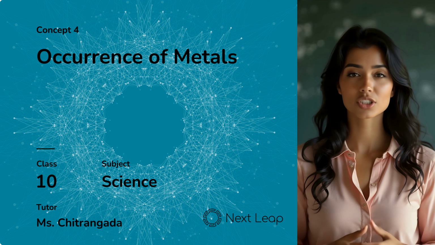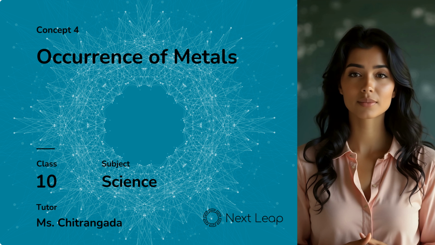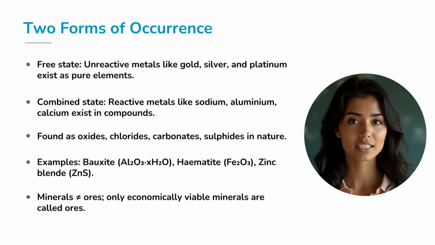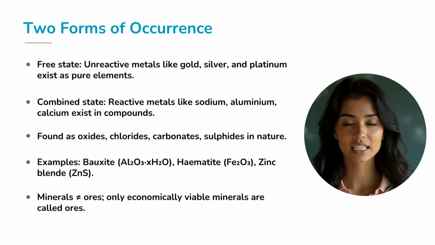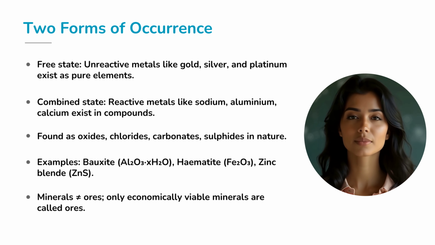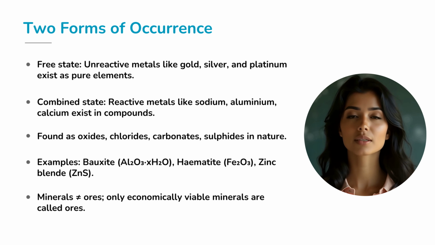When a mineral is rich enough in metal to be used commercially, we call it an ore. Now let's compare the two forms in which metals exist. In the free state, you'll find metals like gold, silver, and platinum, unreactive and pure. But reactive metals like sodium, calcium, or aluminium are never found alone. They occur in the combined state as compounds.